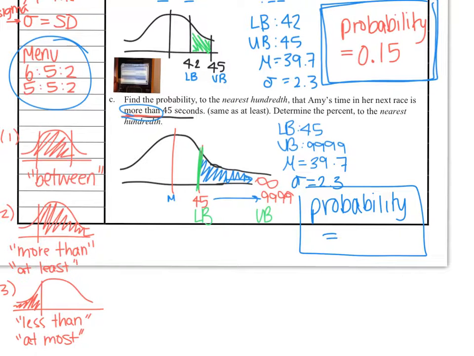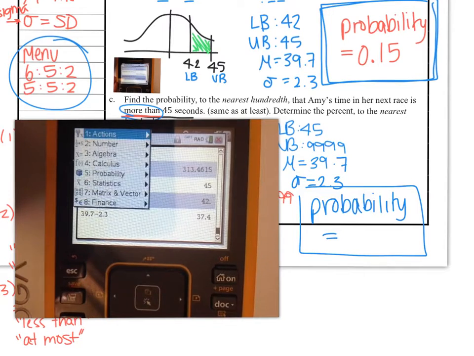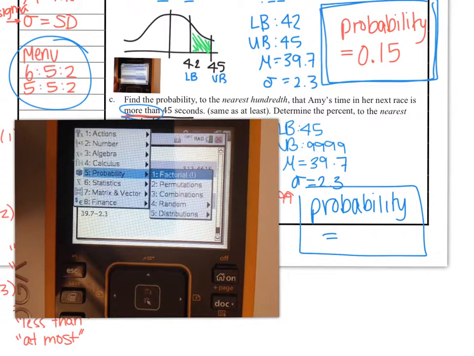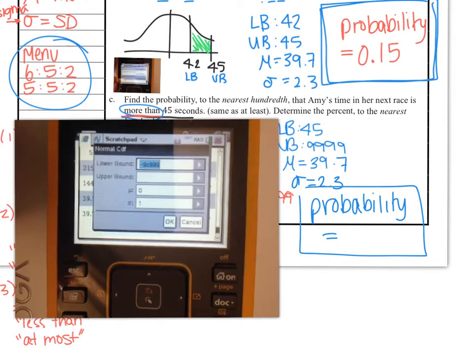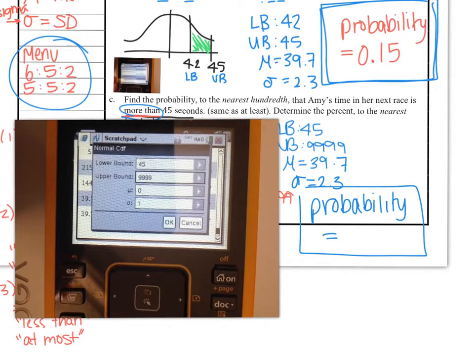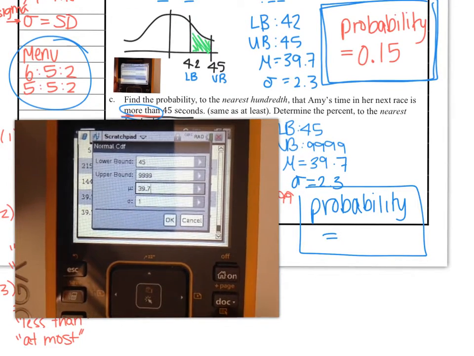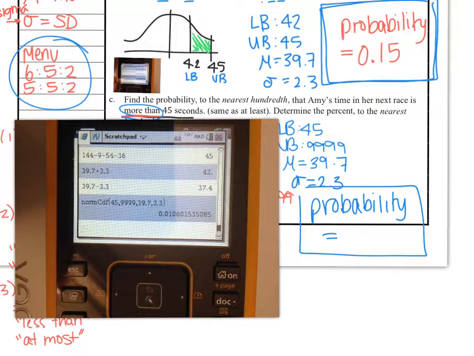All right, here we go to the calculator. Okay, so we're going menu, probability, because that's what we're asked to find. We're looking at distribution, so 5, 5 so far, and now 2 for normal CDF. So our lower bound is 45, upper bound is 9999. Now you could put 8 million of them in here, but it's not necessary. Just 4 of them is fine. Your mean is at 39.7, and standard deviation is 2.3. So I click OK, and it does again say round to the nearest hundredth.